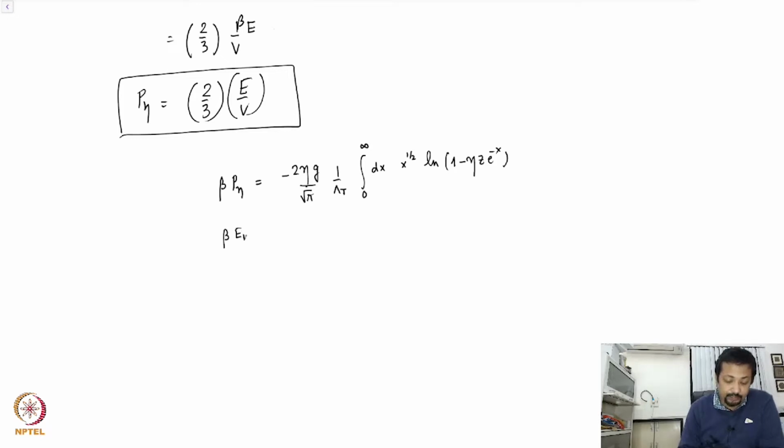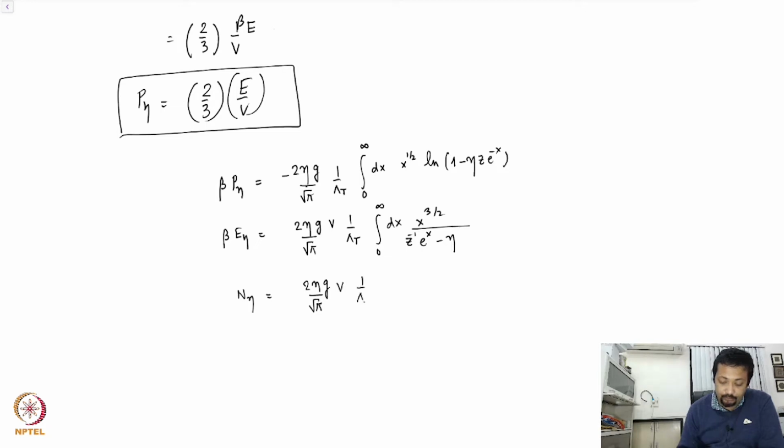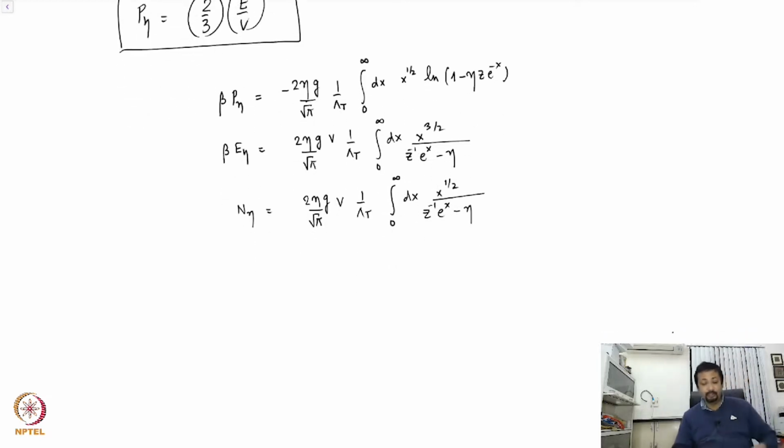beta E eta is equal to twice eta g V over square root pi 1 over lambda t integral 0 to infinity dx x to the power 3 half divided by z inverse e to the power x minus eta, and N eta is going to be twice eta g square root pi V 1 over lambda t integral 0 to infinity dx x to the power half divided by z inverse e to the power x minus eta, right?